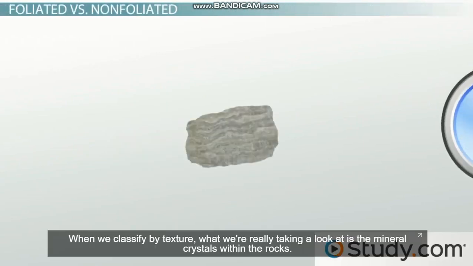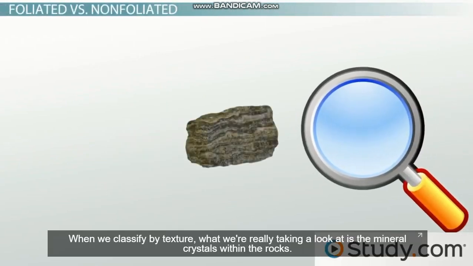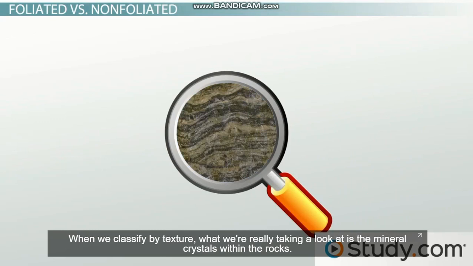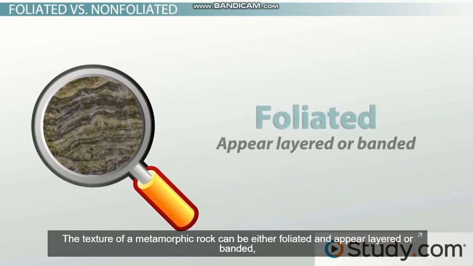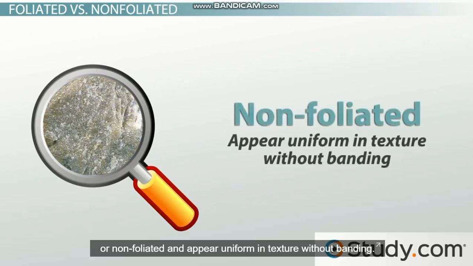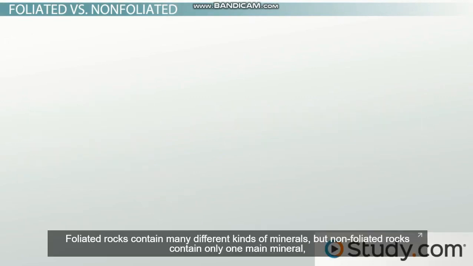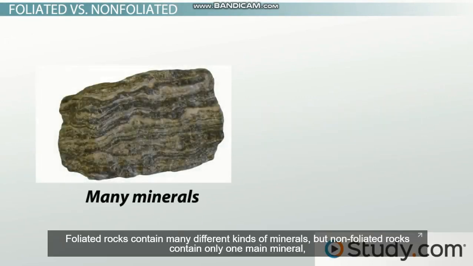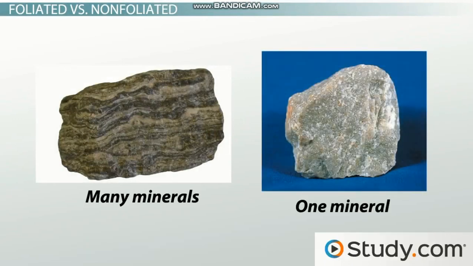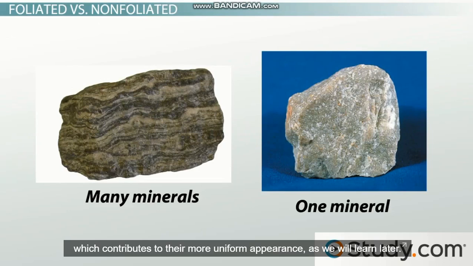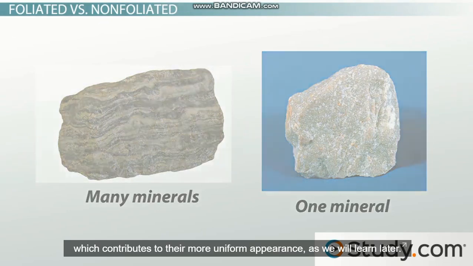When we classify by texture, what we're really taking a look at is the mineral crystals within the rocks. The texture of a metamorphic rock can be either foliated and appear layered or banded, or non-foliated and appear uniform in texture without banding. Foliated rocks contain many different kinds of minerals, but non-foliated rocks contain only one main mineral, which contributes to their more uniform appearance, as we'll learn later.